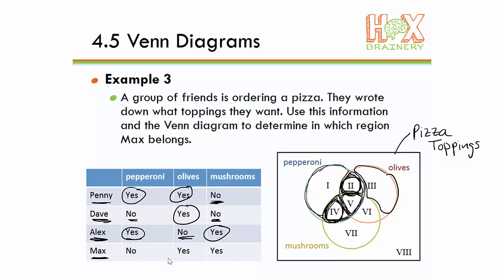So now Max, what region is Max in? Max said no to pepperoni, but yes to olives and yes to mushrooms. That's going to put him over here in region 6. So Max belongs to region 6.